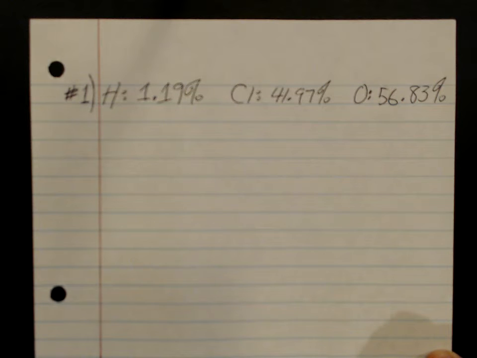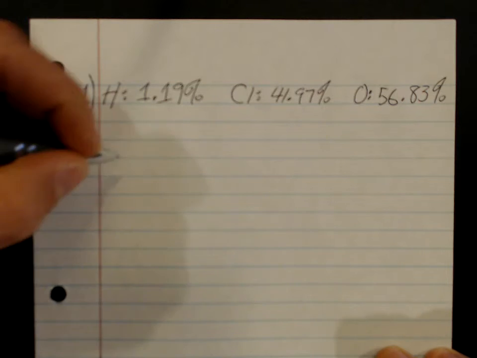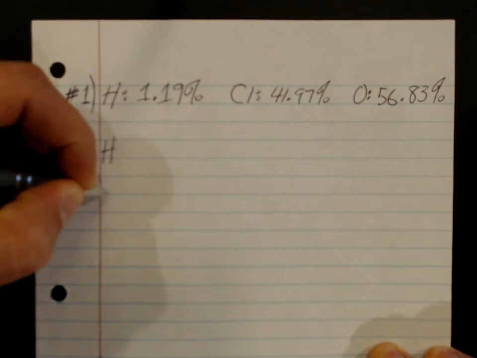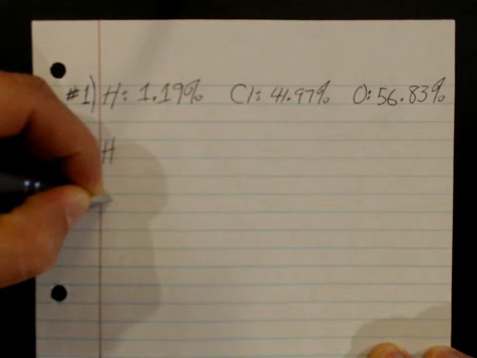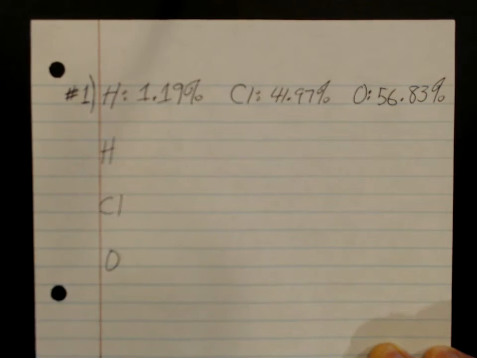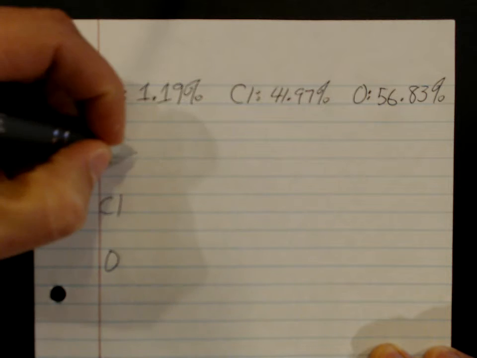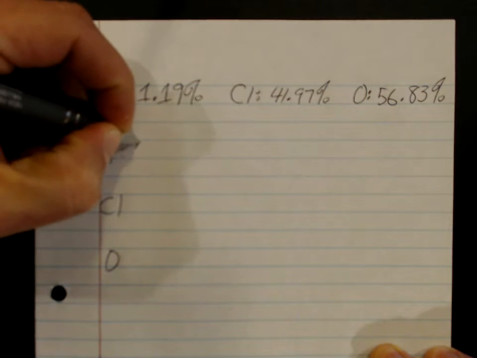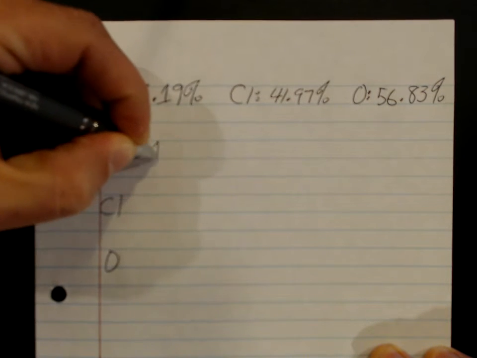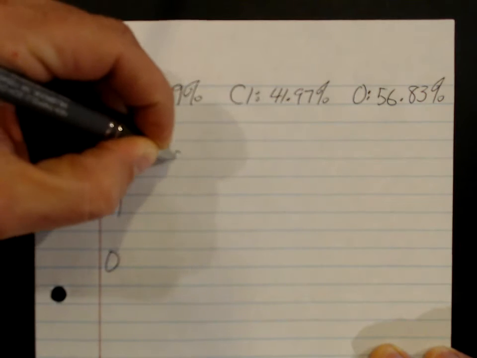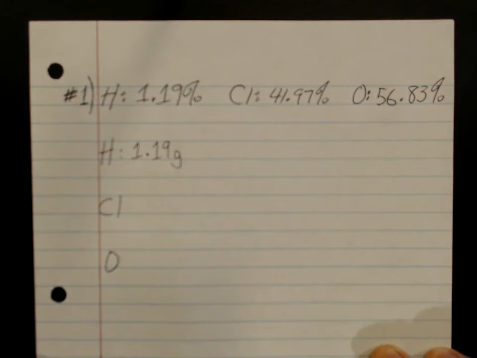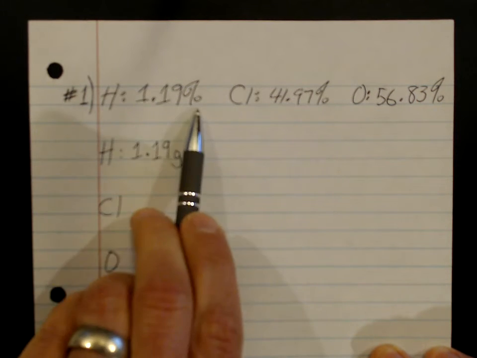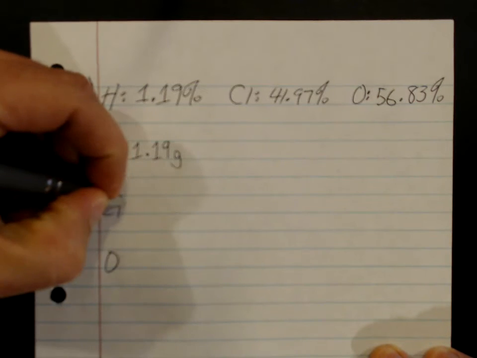All right. How do we then solve this? How do we get from percents to a formula? Well, the first step is to list all of the elements. Okay, hydrogen, we got chlorine, and we got oxygen. And we're going to list next to them their percentages, but we're going to cheat a little bit. We're going to rewrite the percentages, but we're going to rewrite them as grams. That's right. No math necessary. Literally change the percent signs to grams.